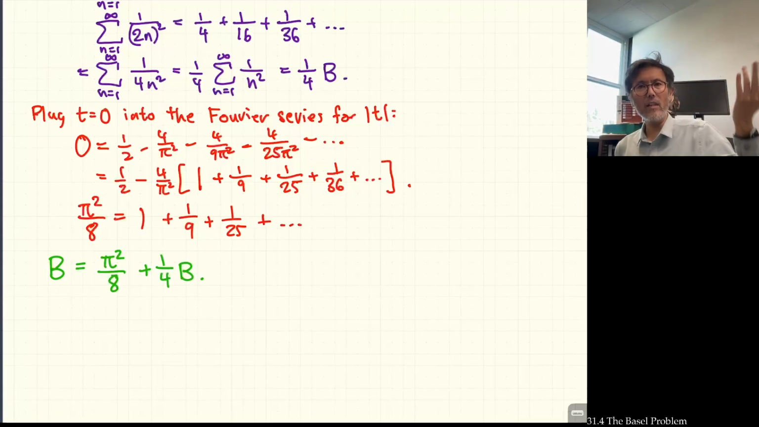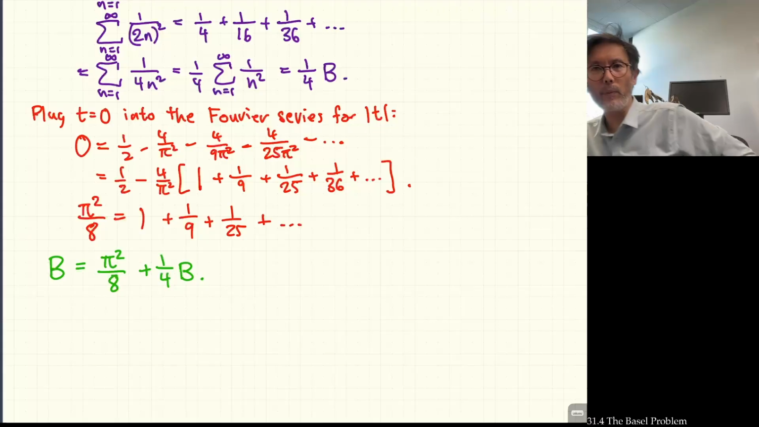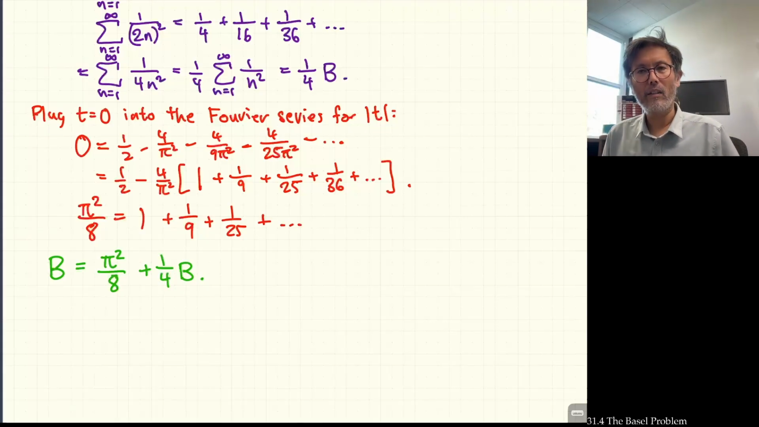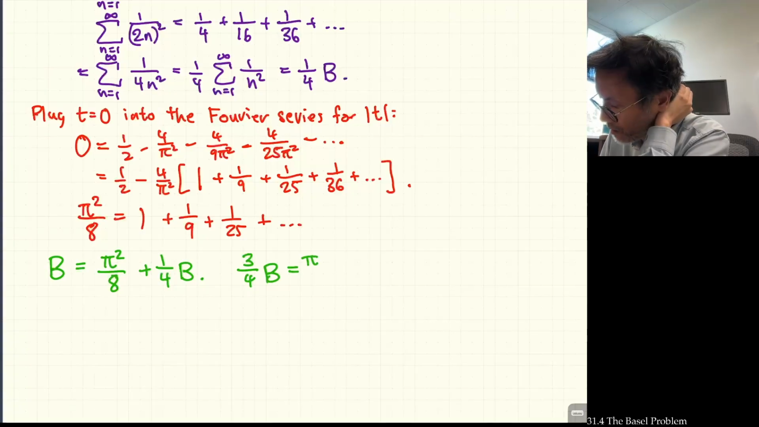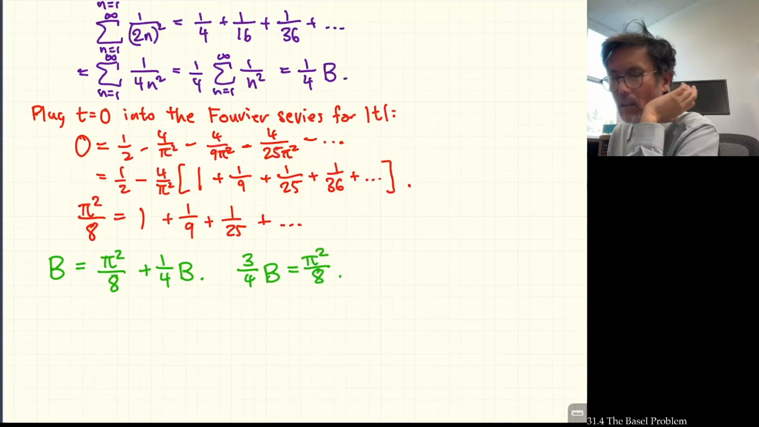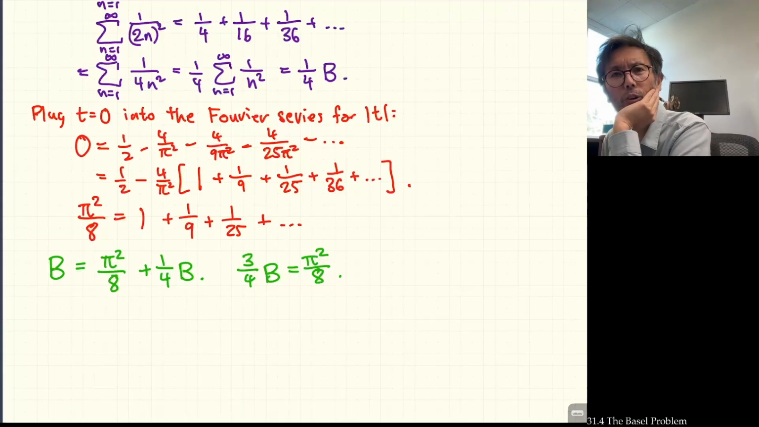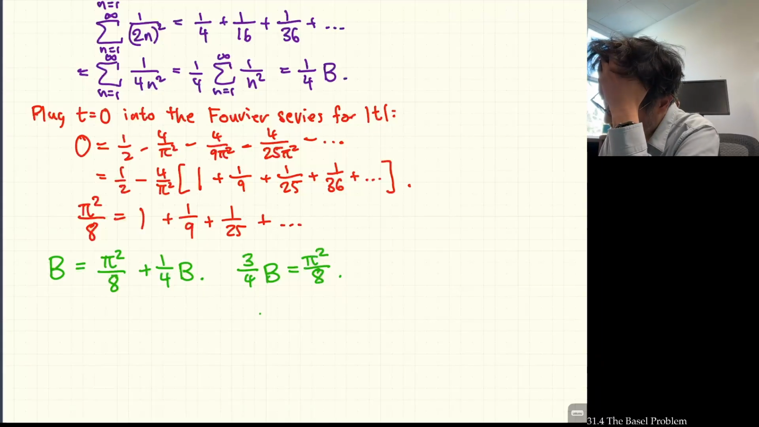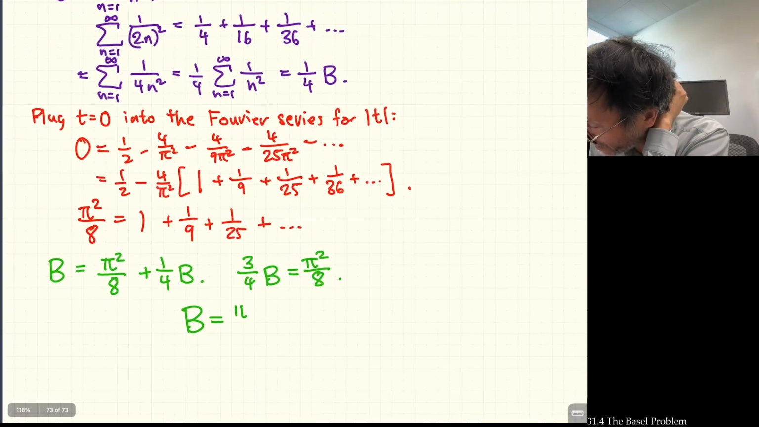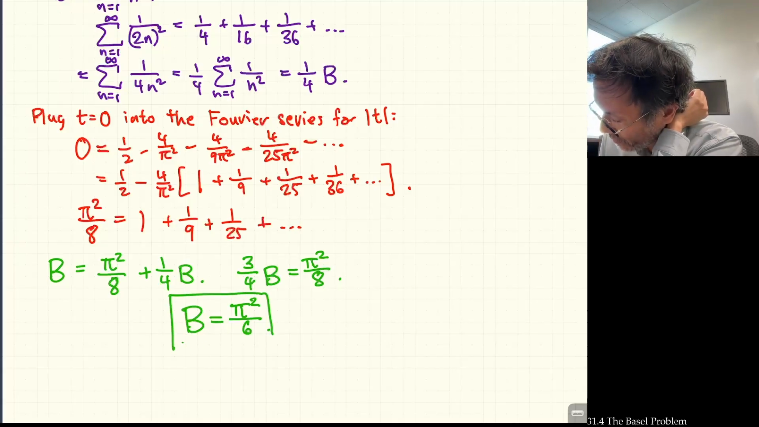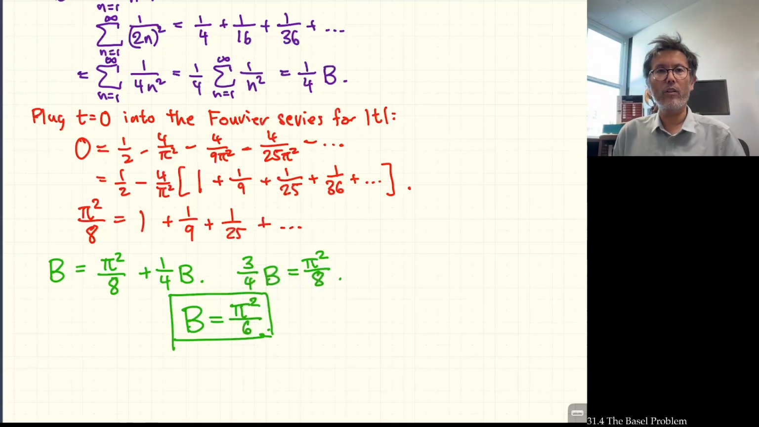And now this is like an 8th grade algebra problem. Solve for b. Subtract 1/4 b from both sides. And then multiply both sides by 4/3. And I think that's pi squared over 6, which is the famous result for the Basel problem.